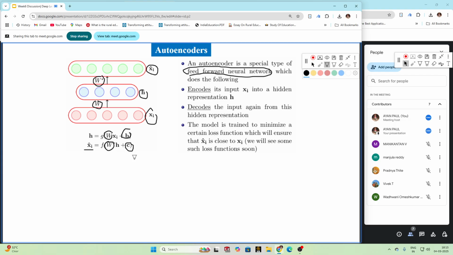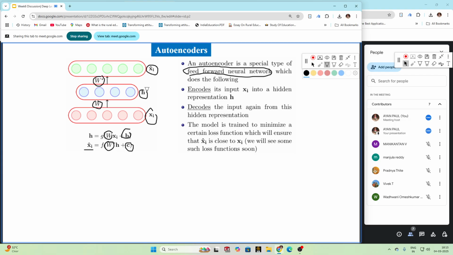So here we have how many parameters? We have four sets of parameters. One is W and W star, that is the weights. W is the weight connecting the input layer to the encoding layer, and W star is the weight connecting the encoding layer to the decoding layer. And then we have the bias of this encoding layer, that is B, and then we have the bias of this decoding layer, that is C.